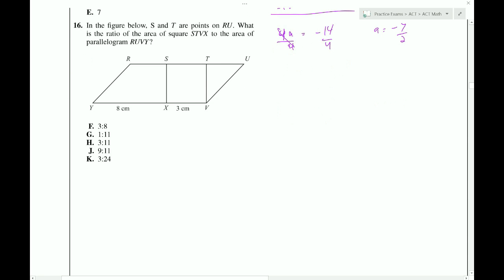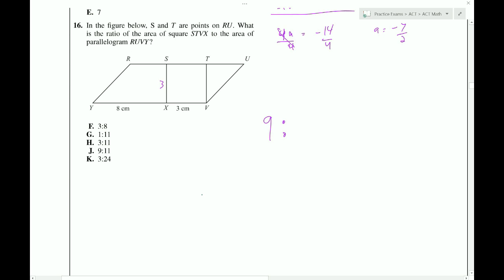In the figure below, S and T are points on RU. What is the ratio of the area of square STVX to the area of the parallelogram RUVY? STVX is this 3 by 3 square. So that area is 9. So I already have my numerator. The ratio is going to be 9 to the other number, the area of the parallelogram RUVY, so the whole thing.